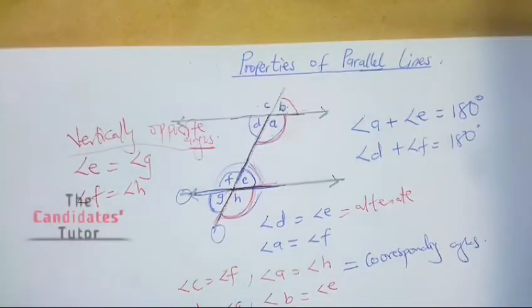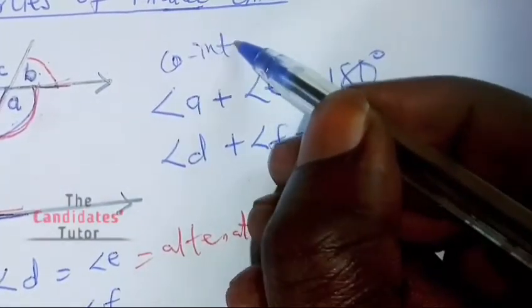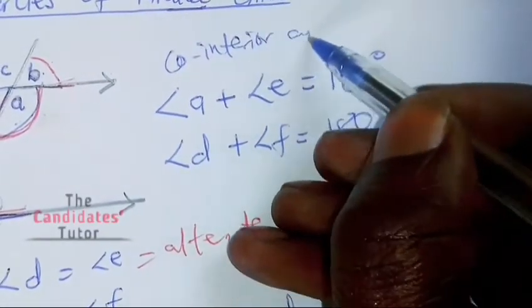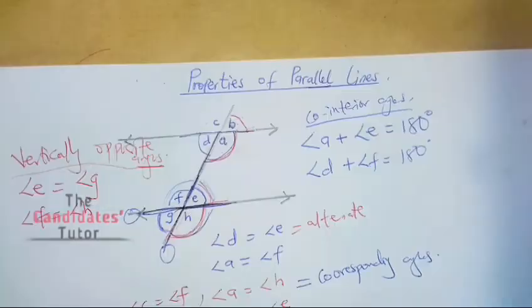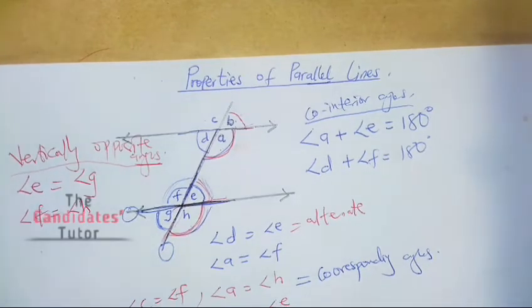And this one is what we call the cointerior angles. Alright, so this is going to be the end of the properties. So let's solve a question.